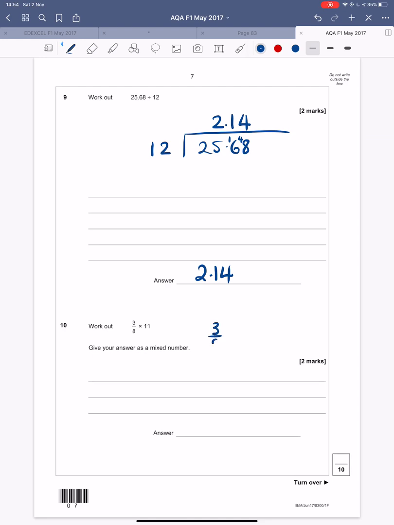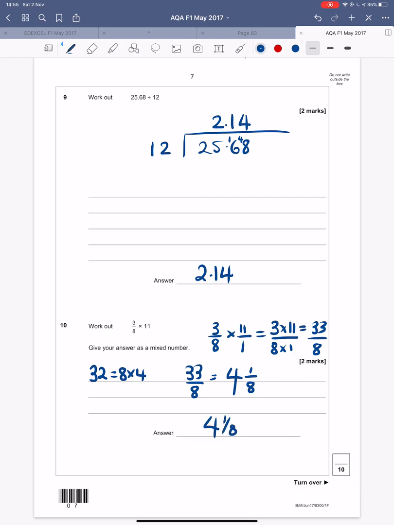3/8 times 11. Well, we multiply fractions. The whole number we can write as a fraction, the whole number over 1. Then we multiply the numerators, or the tops, which is 3 times 11, 33. And on the bottom, 8 times 1, which is 8. So this we read as 33 divided by 8. Well, 32 is 8 times 4. So 33 divided by 8 is 4. We've got 1 left over, and we write that's 4 1/8. Like so.